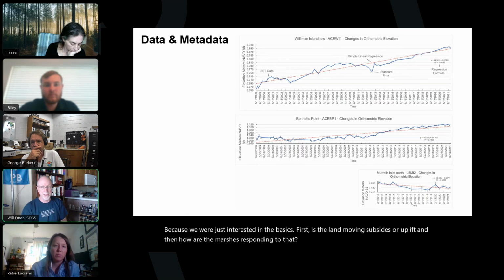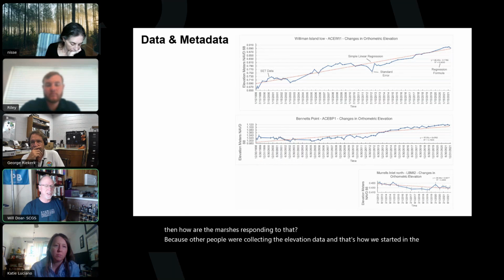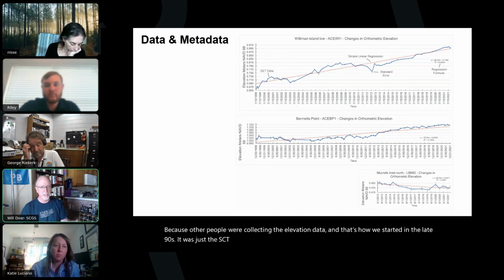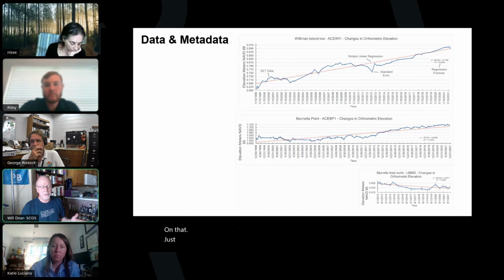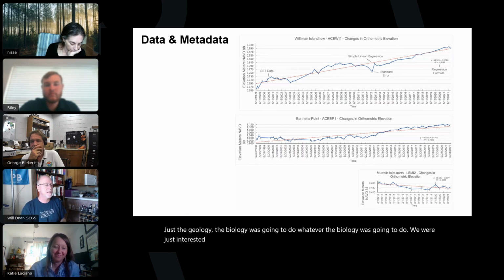Because other people were collecting the elevation data. And that's how we started in the late 90s. It was just the SET data and just the GNSS data. Just the geology. The biology was going to do whatever the biology was going to do. We were just interested in the net results of things.